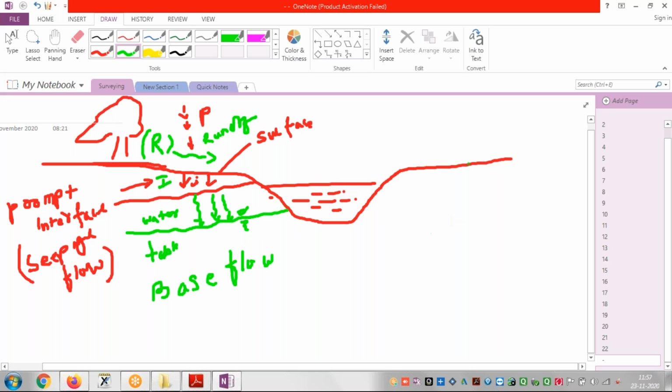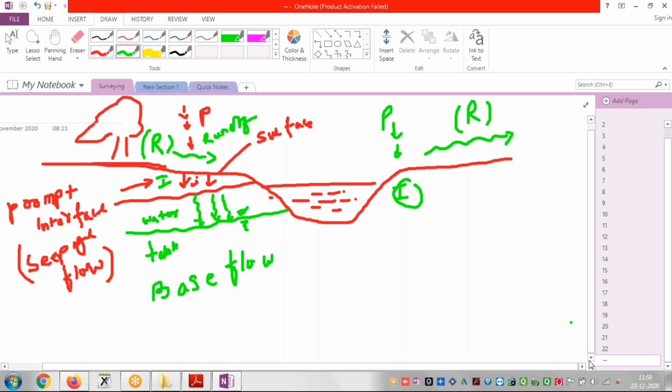Now, runoff is clear. We have already seen this. Precipitation is represented by P. Some of the water goes inside, it is called I. And some part of the water flows, that is called runoff, represented by R. This is the basic thing.